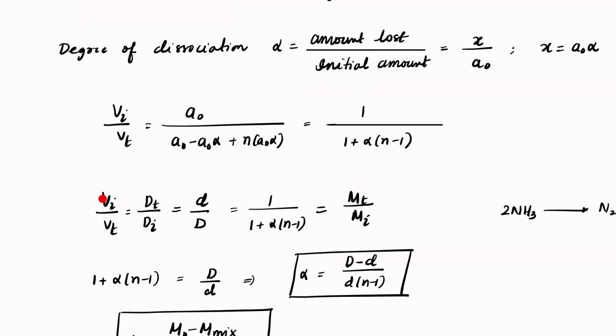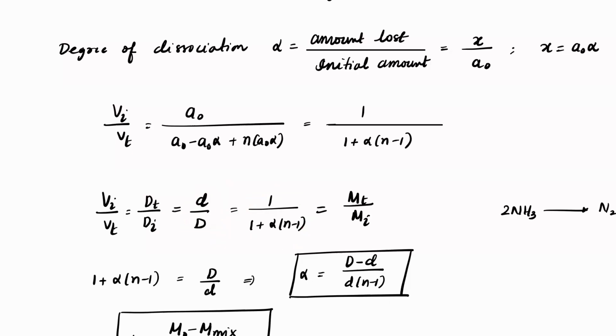And the volume ratio is inversely proportional to the density ratio. Here is the terminology I'll be using: the density after some time or at equilibrium, we use small d, and the density initially, before the dissociation, we use capital D. This is a convention used in chemistry, so remember that: small d and capital D. So small d by capital D is equal to 1 by 1 plus alpha into n minus 1.